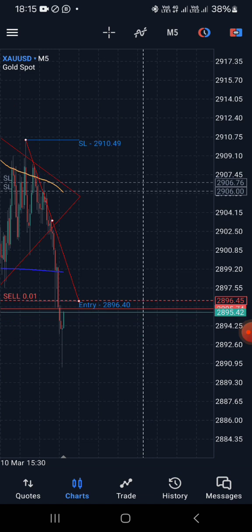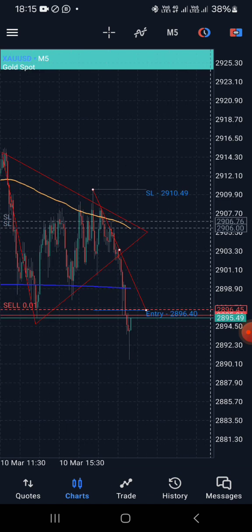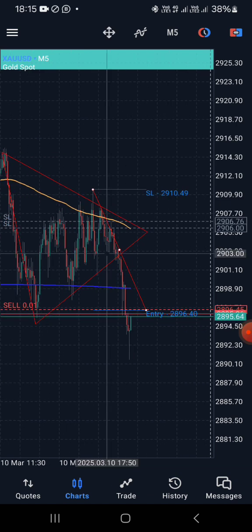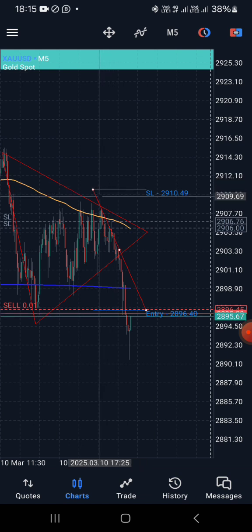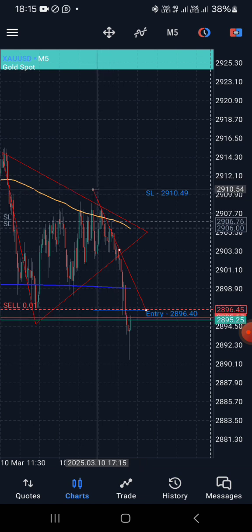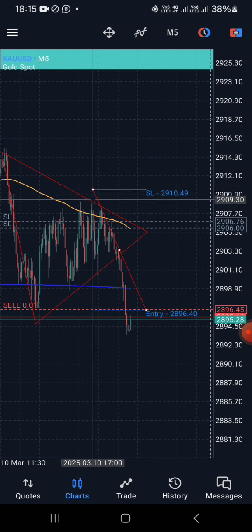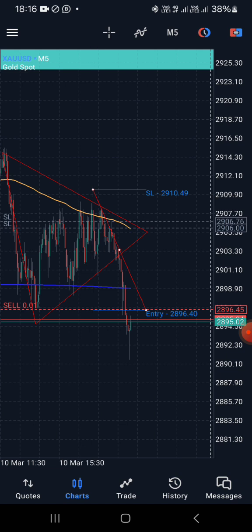My entry is at this point. And I'm setting my stop loss at the previous high of the market. I hope you understand all the technicalities I've mentioned, which are the price action I've shown you so far. So let's see how the market runs.